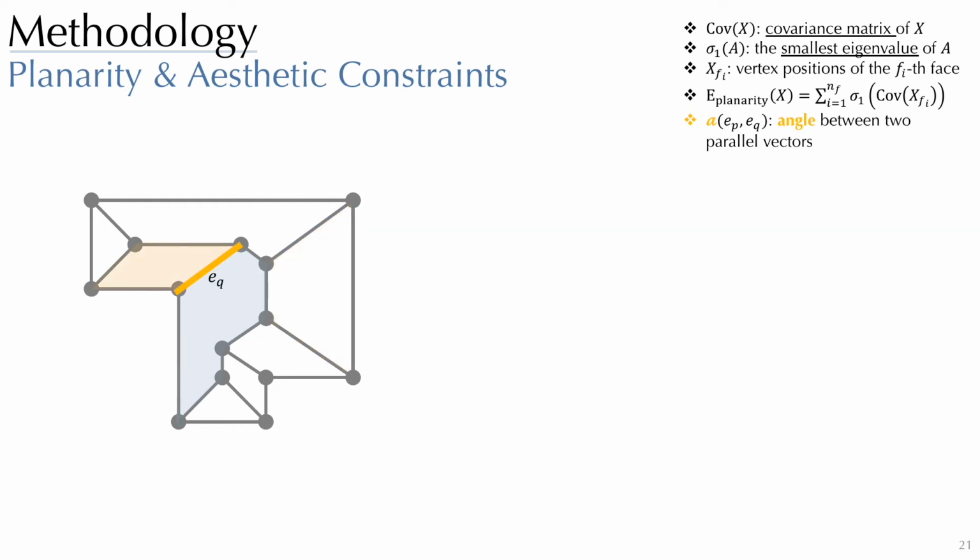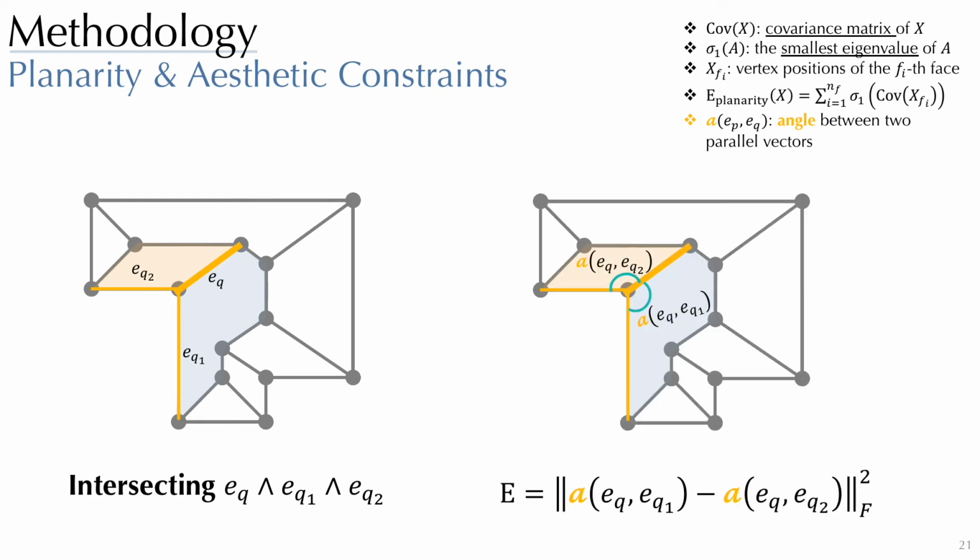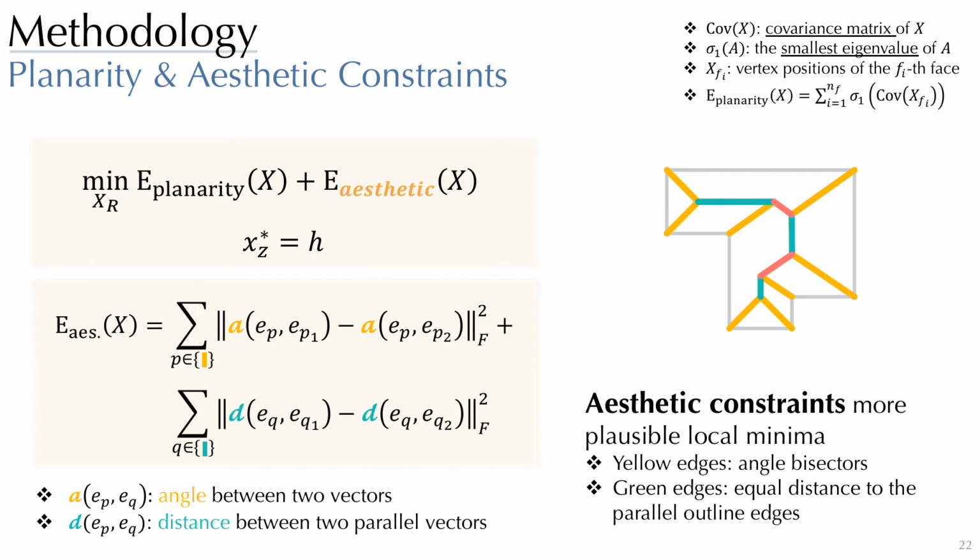Here's another example. For this yellow roof edge E of Q, we can similarly find its two adjacent faces, and the corresponding outline edges E of Q1 and E of Q2. In this case, it would be plausible to have E of Q being the bisector of the angle formed by the two outline edges. We can also formulate this energy shown below, where A is a function that measures the angle between two vectors. We can therefore combine the aesthetic energies we discussed before with the planarity energy.